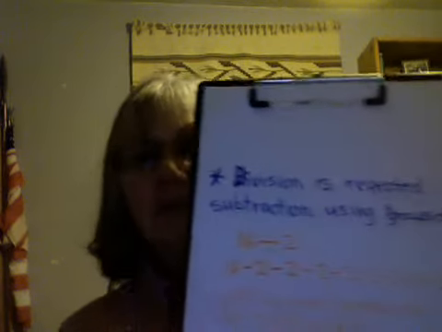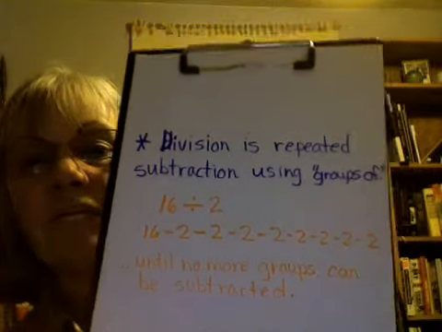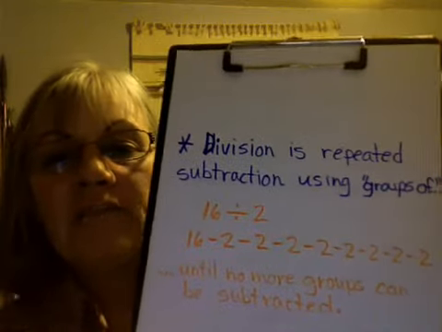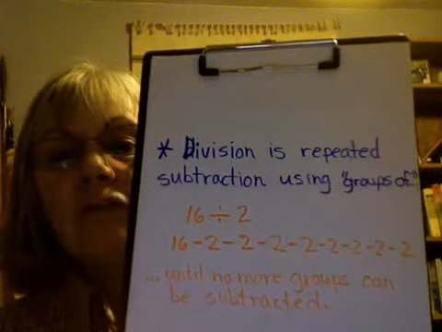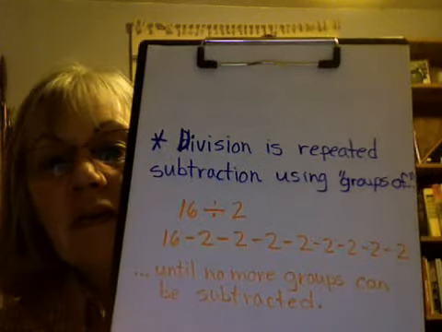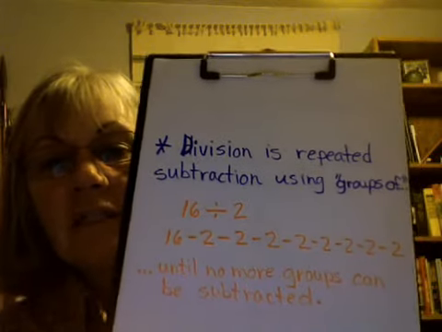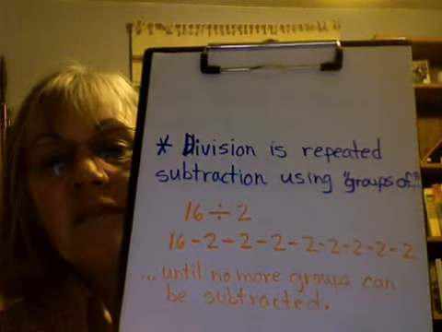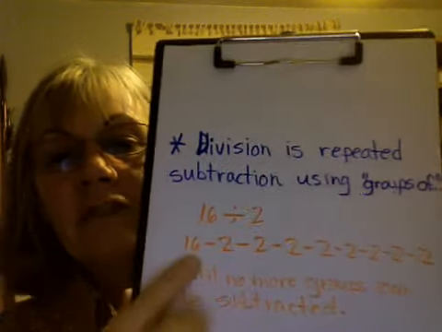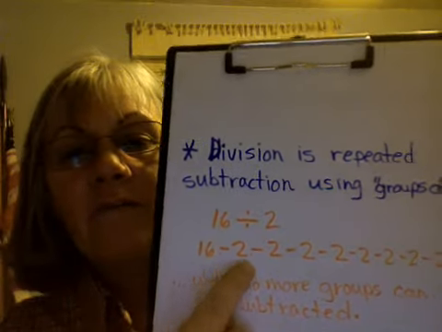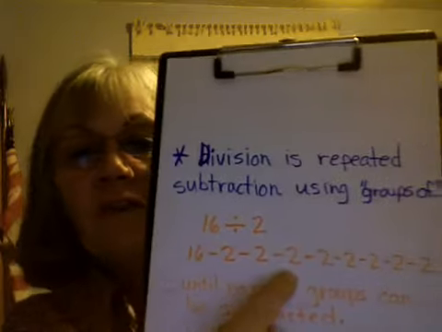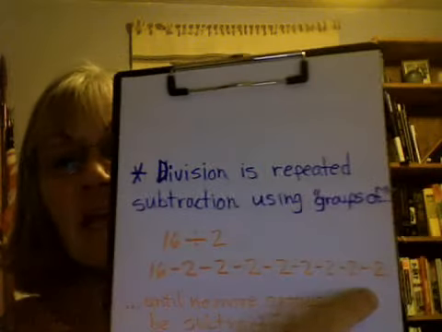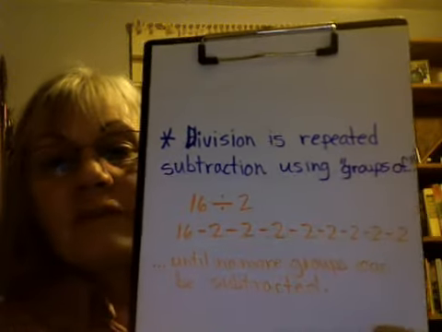Next up, it's important to know that division is repeated subtraction using groups of. For example, 16 divided by 2 means to subtract groups of 2 away from 16 until no more groups can be subtracted. You probably know in your mind that 16 divided by 2 leaves 8. And if you count all the 2's I've subtracted here, you'll see that that's exactly how many there are. 1, 2, 3, 4, 5, 6, 7, and 8. 8 groups of 2 make 16.